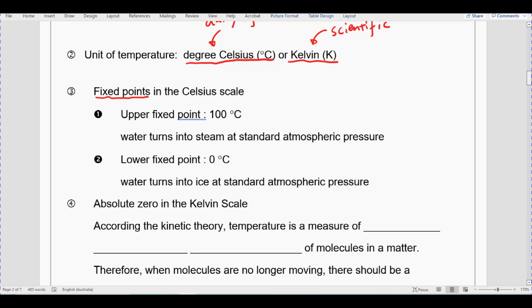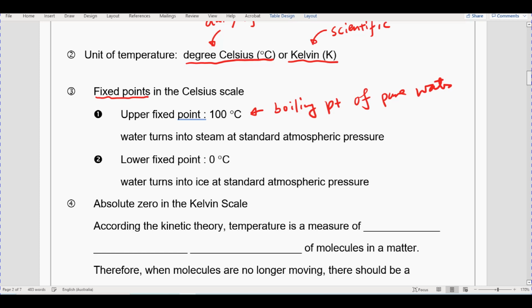That means you first need two temperatures. The first one is what we call the upper fixed point, which is 100 degrees Celsius. Why do we use 100 degrees Celsius? Because that's the temperature when water turns into steam. Water is the most common substance around us. Actually, 70% of our body weight comes from water. So water is very common, and we use it for the boiling point. You can say that this is the boiling point of pure water.